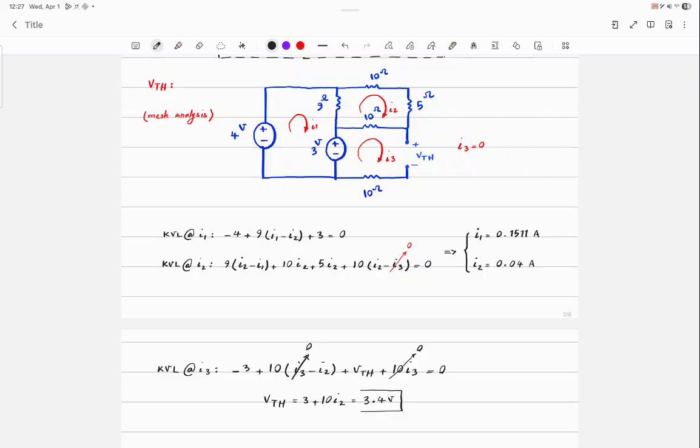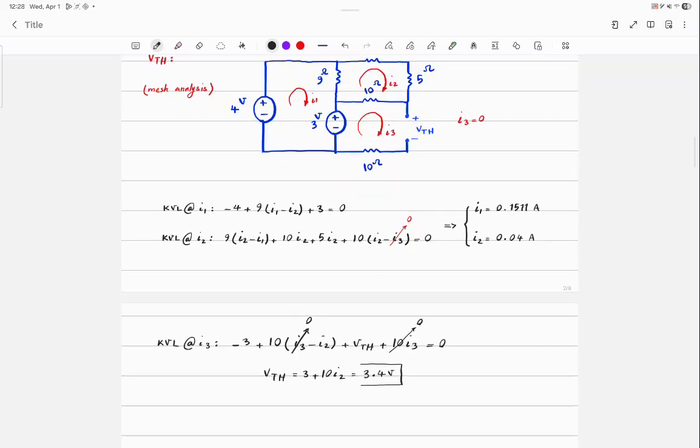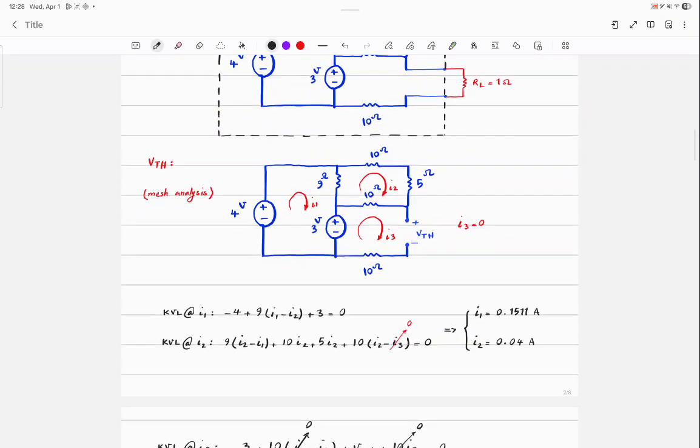one variable or one unknown to your set of equations, that is VTH. So you will end up with 3 equations, 3 unknowns. I don't know which one you prefer, doing one set of 3 equations, 3 unknowns, and finding the answer directly, or doing 2 equations, 2 unknowns, and then another extra KVL. I believe the student's version is better than mine, but whatever you're comfortable with. Okay, so that is the voltage.